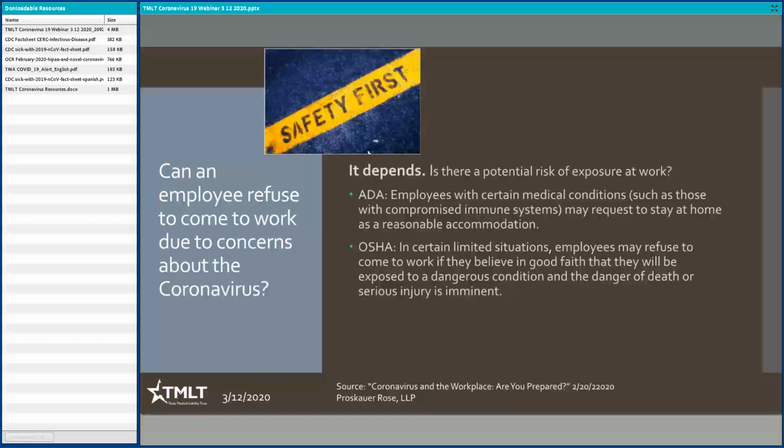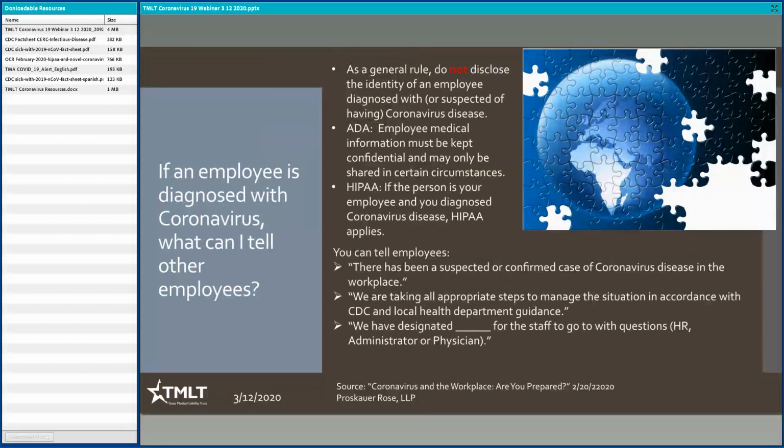Another question is, can an employee refuse to come to work due to concerns about the coronavirus? And the answer is, it depends. Is there a potential risk of exposure at work? Certain employees may have protection under the ADA, such as employees with compromised immune systems, and they may request a reasonable accommodation of working from home, and that would be something that you would want to consider honoring.